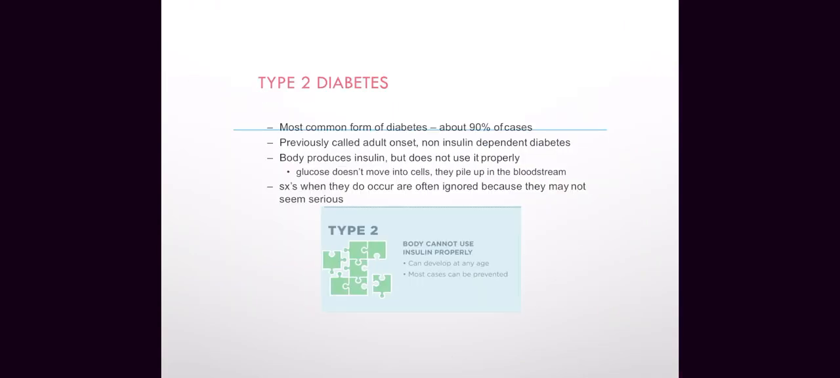Now mainly we'll be focusing on type 2 diabetes. As you know, it is the most common, about 90% of the population. What actually happens in type 2 diabetes is that your body or the pancreas produces the insulin, but it cannot move the sugar in your blood to inside the cell.